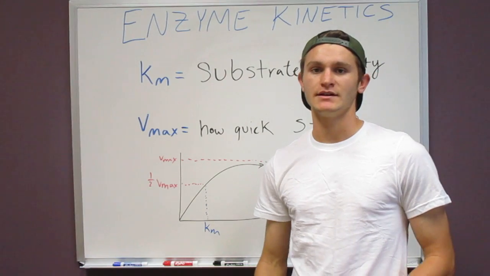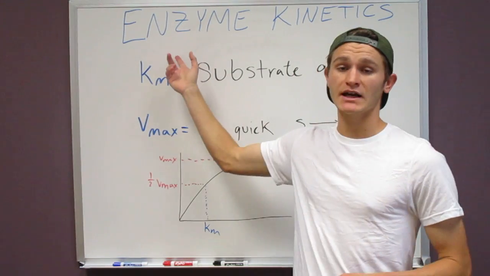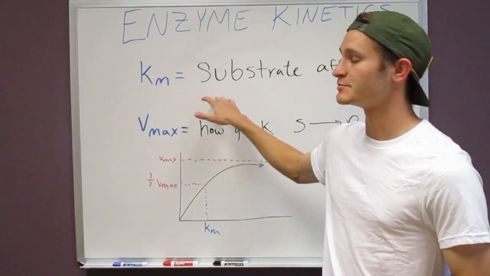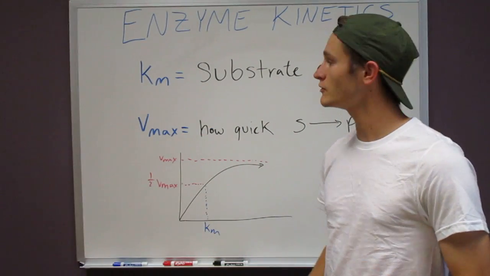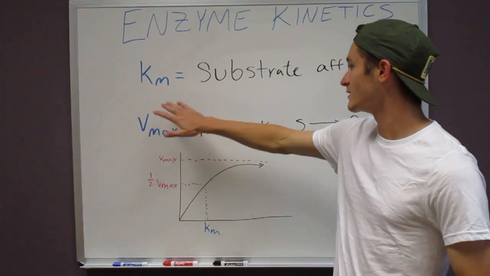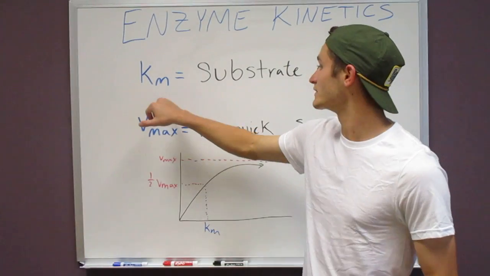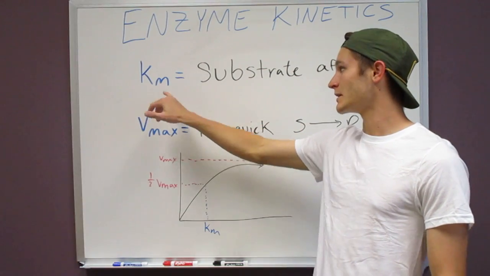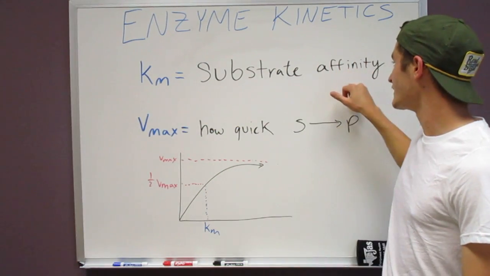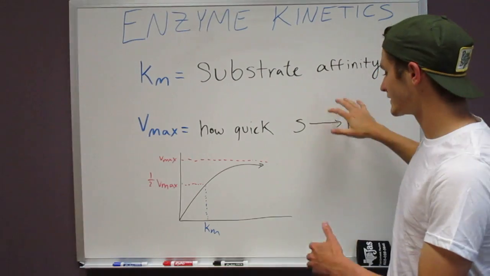Enzyme kinetics is the speed at which enzymes help reactions catalyze and help substrates bind to different areas of a molecule. So here are our definitions for today. It's Km, and these are very important. You need to know these for biochemistry and sometimes organic chemistry as well. So Km equals the substrate affinity. I'm going to explain that right now.